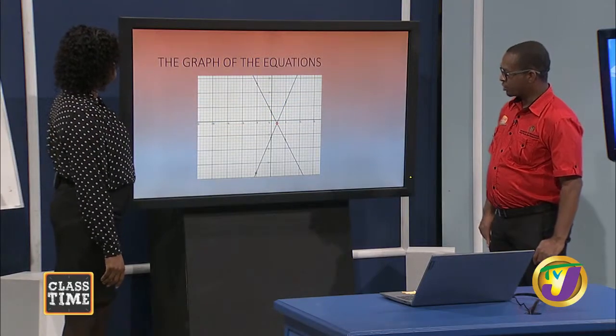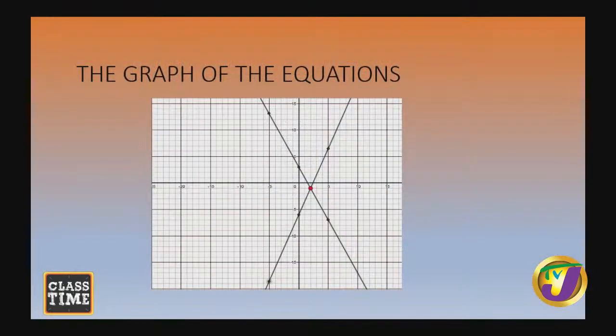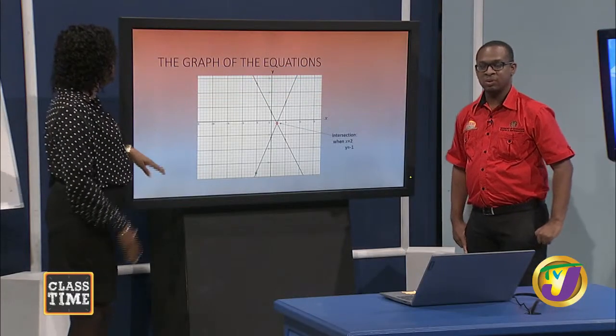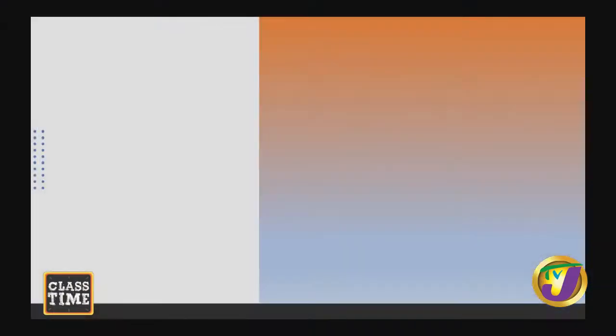And when we plot our points, we are getting one unique solution again. And let's see what the values of that would be. For the point of intersection, we're getting x to have a value of 2 and y having a value of negative 1. So basically, we can say the solution to a simultaneous equation graphically is the point where the graphs intersect each other.